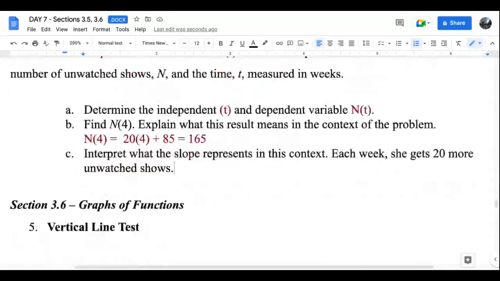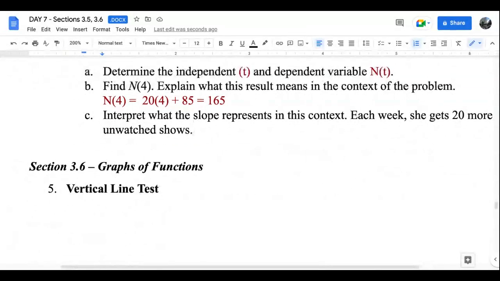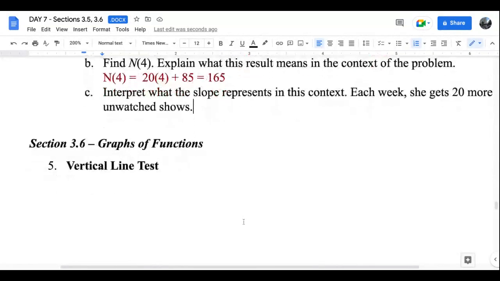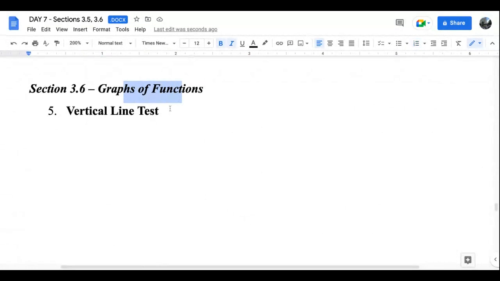Okay, so 3.6, the next section, talking about the graph. It's very, very important for you to make the correspondence in your brain between the algebraic expression of a function and the graph of that particular function. A linear function is a straight line. If we have f of x equals a number, it's a horizontal line. If we have x equals a number in the two-dimensional world, it's a vertical line. To determine if a graph is a function or not, we use the vertical line test.